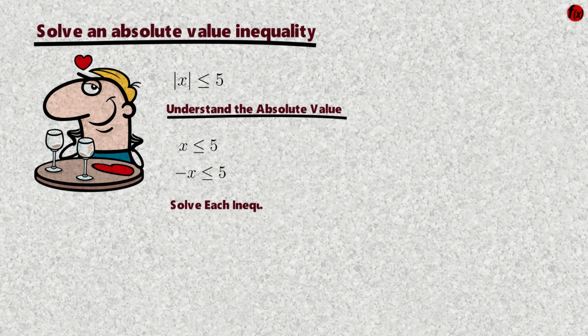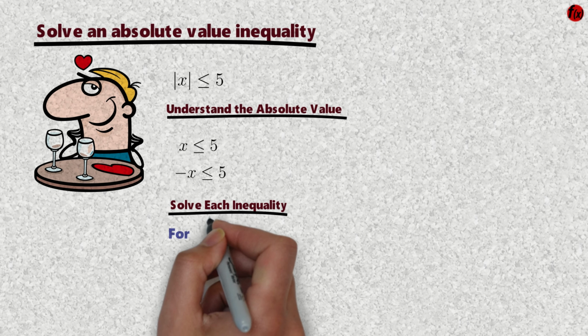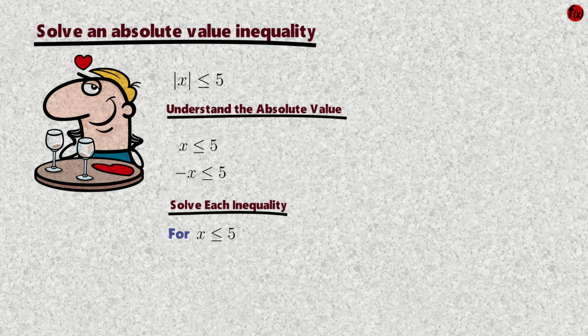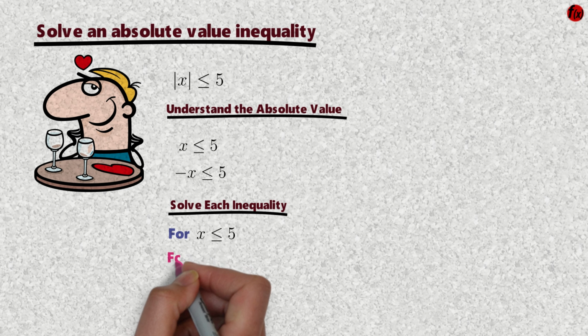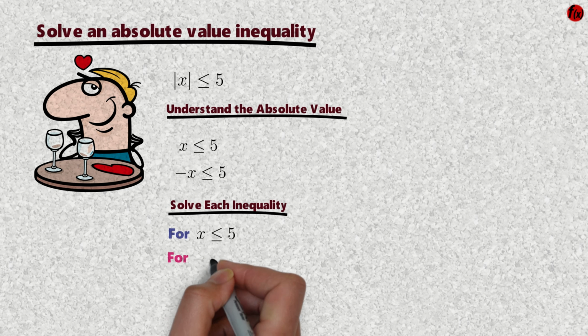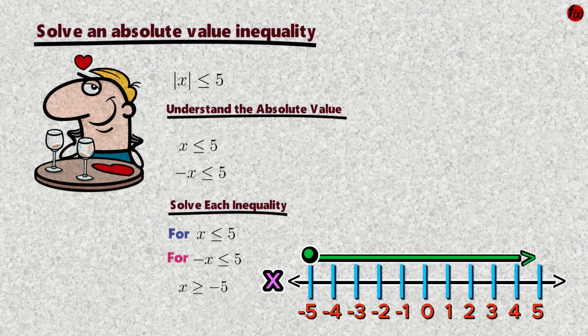Solve each inequality. This is straightforward. X can be any number from negative infinity up to 5. You can rewrite it as x is greater than or equal to minus 5. X can be any number from minus 5 up to positive infinity.